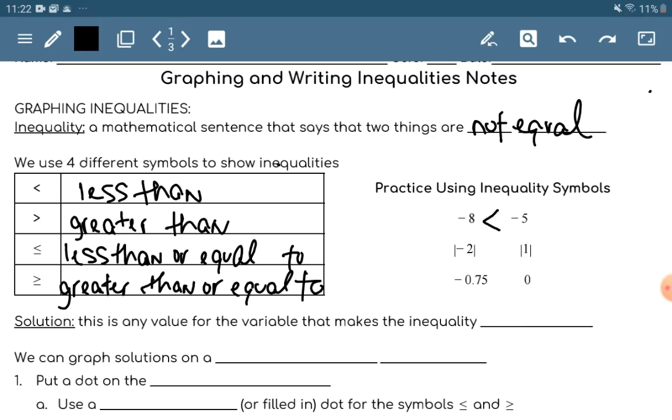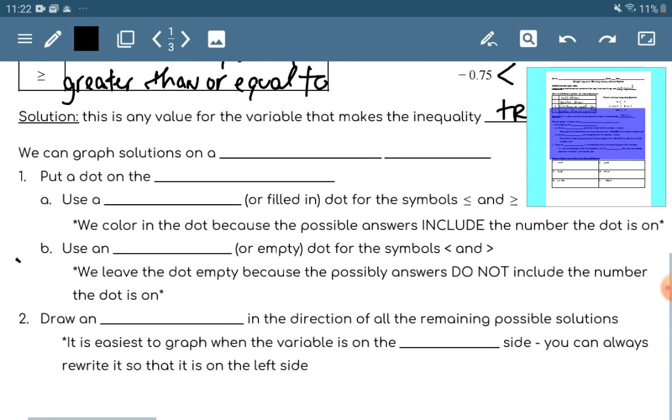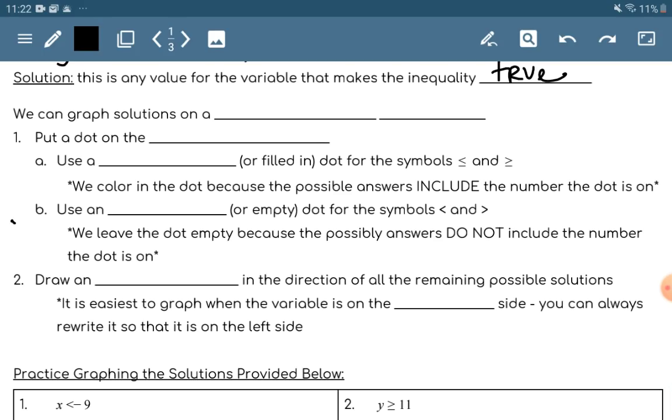Below that, those straight lines tell us absolute value. Absolute value is the distance from 0. So the absolute value of -2 is just 2, and the absolute value of +1 is just 1. And the absolute value of -2 is greater than the absolute value of +1. And the final example there, -0.75 is less than 0. A solution is any value for the variable that makes the inequality true. So there are multiple solutions, and we can graph these on a number line.